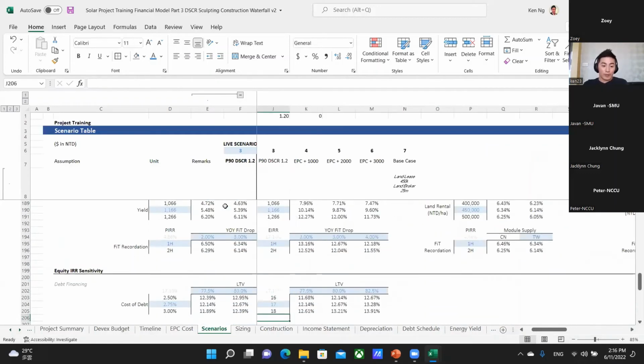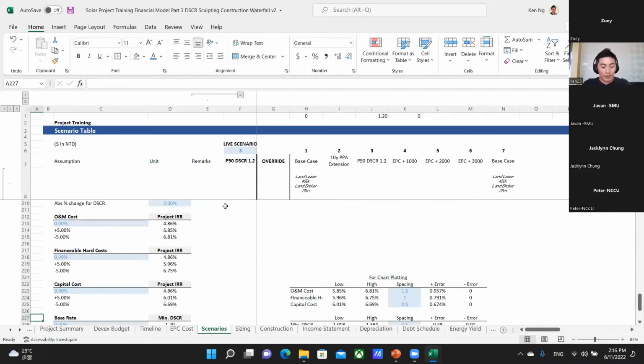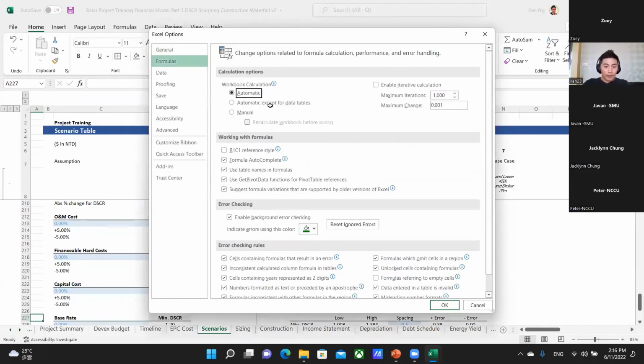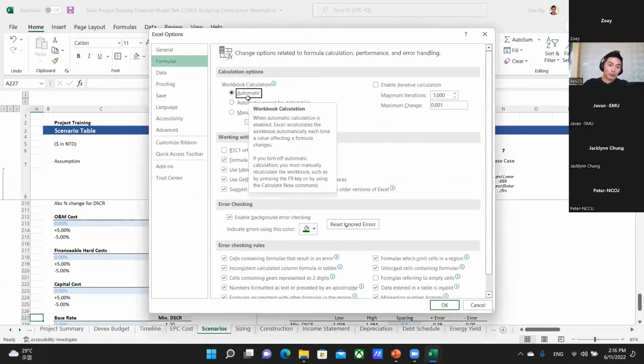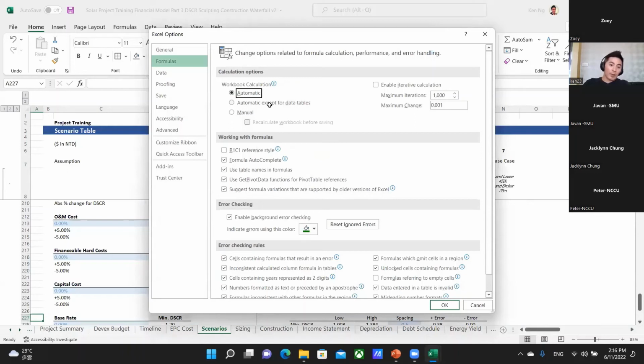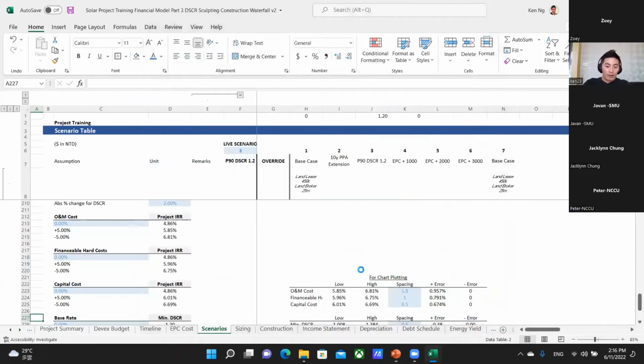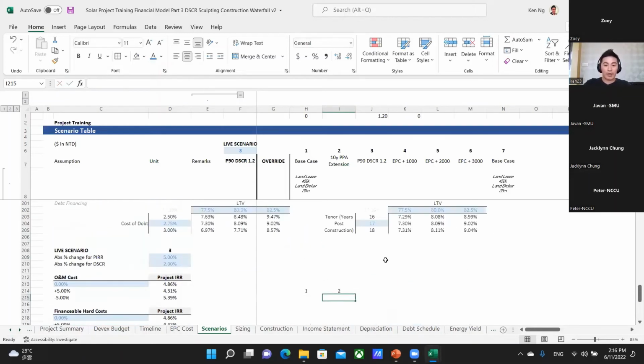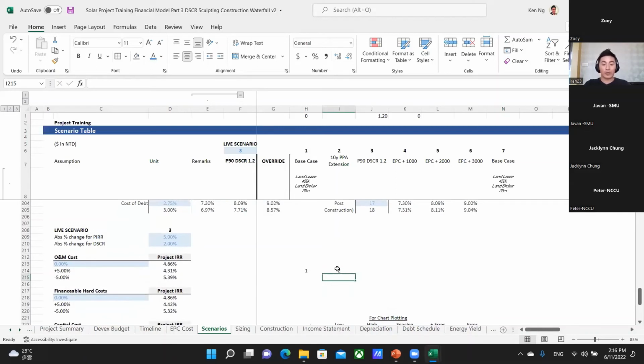The downside of data tables is that it could be a real pain. Let me give you an example. In the calculation options, there are actually two options. One is called automatic. The other one is automatic except for data tables. If you click on automatic, every time you make some edits, it's really slow because it's trying to update every single data table that you have while you're making every single edit. So it really slows down the model, right?